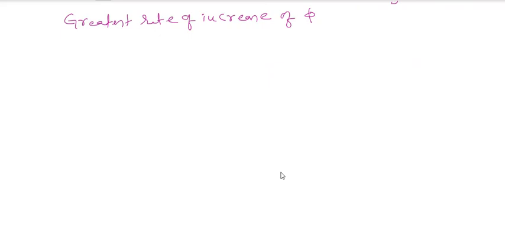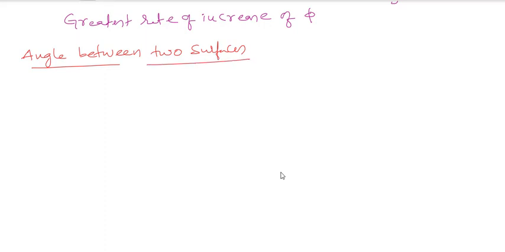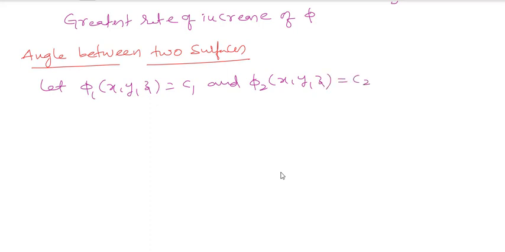Angle between two surfaces. Next definition. See, these are all small definitions. That's it. Nothing more complication. Next will be the angle between two surfaces. Let the two surfaces be φ1(x, y, z) = c1 and φ2(x, y, z) = c2.